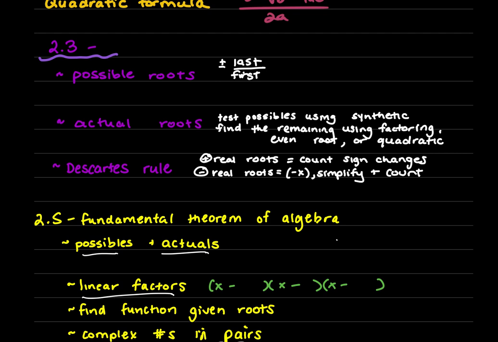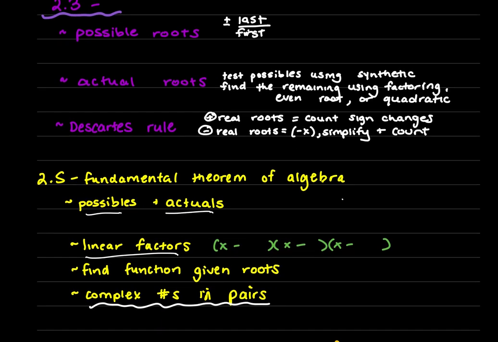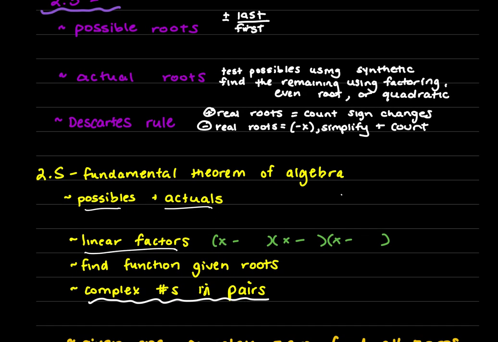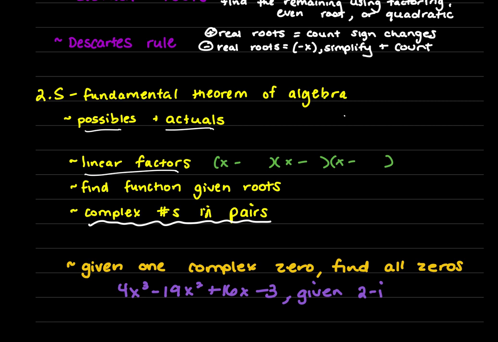If it says there's 1 positive, then use the positives first. If it says there's 1 negative, use the negatives first. And then you'll find the actual roots, and then you'll write them as a product of linear factors. So all this is what, again, came up in 2.5. The difference between 2.3 and 2.5 is that some of these came in complex pairs.